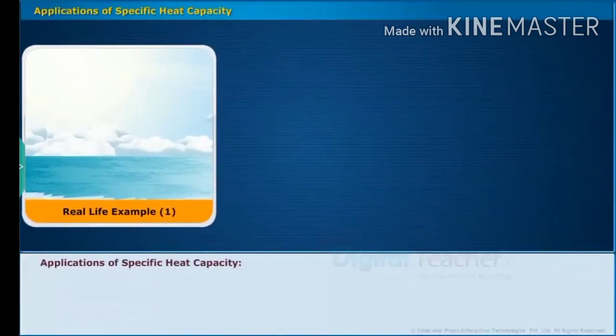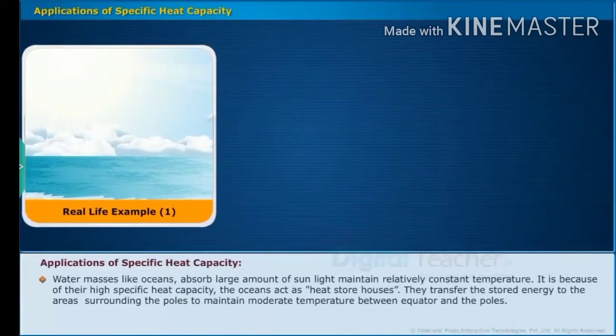Applications of specific heat capacity. Water masses like oceans absorb a large amount of sunlight and maintain a relatively constant temperature. It is because of their high specific heat capacity. The oceans act as heat storehouses. They transfer the stored energy to the areas surrounding the poles to maintain a moderate temperature between the equator and the poles.